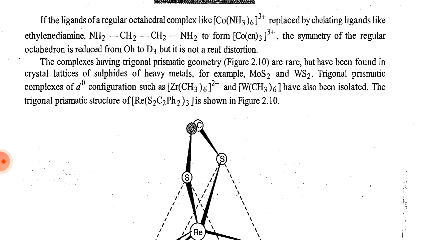If the ligands of a regular octahedral complex like [Co(NH3)6]3+ are replaced by chelating ligands like diamine, NH2CH2CH2NH2, to form [Co(en)3]3+, the symmetry of the regular octahedron is reduced from octahedral to D3, but it is not a real distortion. So [Co(en)3]3+ shows an octahedral geometry which is reduced to D3, but it is not a real distortion.